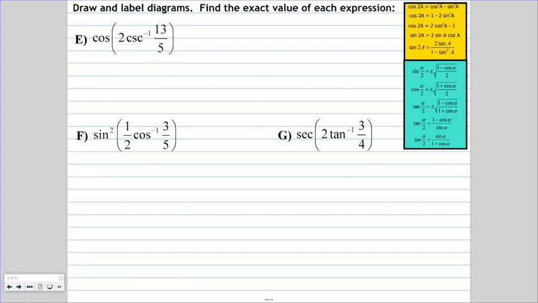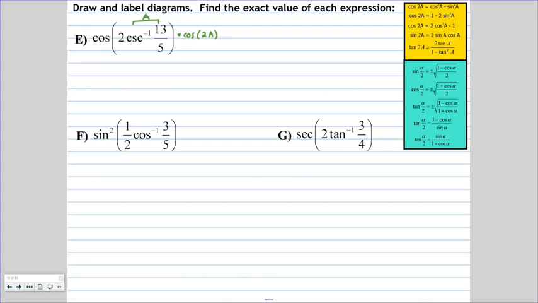So remember, inverse trig functions give us angles. I have some angle A. So this all boils down to the cosine of 2 times this angle A. We just need to figure out what this angle A is going to look like. And we're going to do that by drawing a diagram. Okay, so a diagram for angle A.